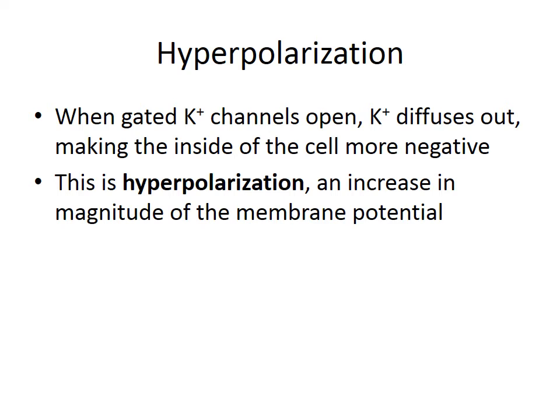So then there is the concept. We talked about equilibrium potential, but now we're going to talk about hyperpolarization. When these gated channels, the potassium gated channels, open, potassium ions are going to diffuse out. That is going to make the inside of the cell more negative. It's already negative, and now it's going to get more negative. You don't really want it to be more negative, but it is going to get more negative. And this is called hyperpolarization, where hyper means more: an increase in the magnitude of the membrane potential.